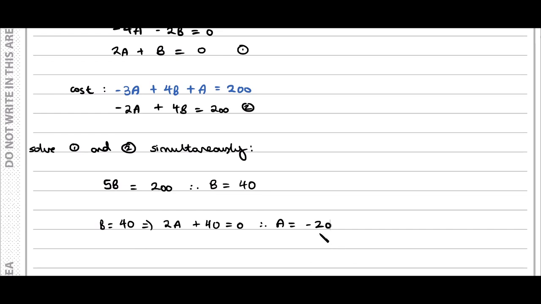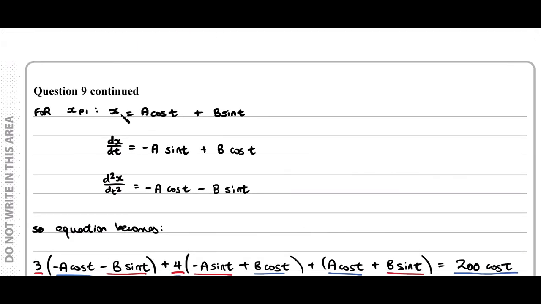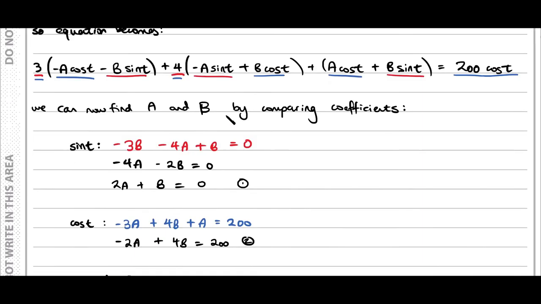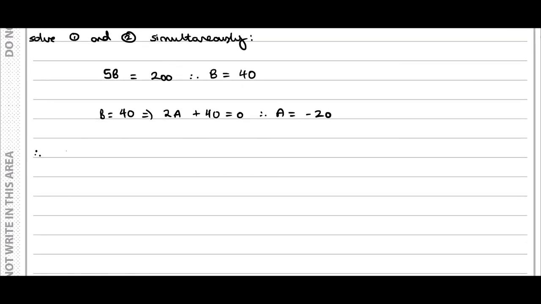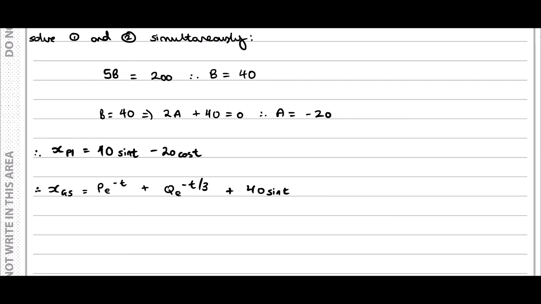So we know the value of a, we know the value of b, and therefore we can substitute these values into our general particular integral form. A is equal to minus 20, b is equal to 40. We can conclude that we have the particular integral equaling 40 sine t minus 20 cos t. And therefore, our general solution will be of the form pe to the minus t plus qe to the minus t over 3 plus 40 sine t minus 20 cos t. Okay?